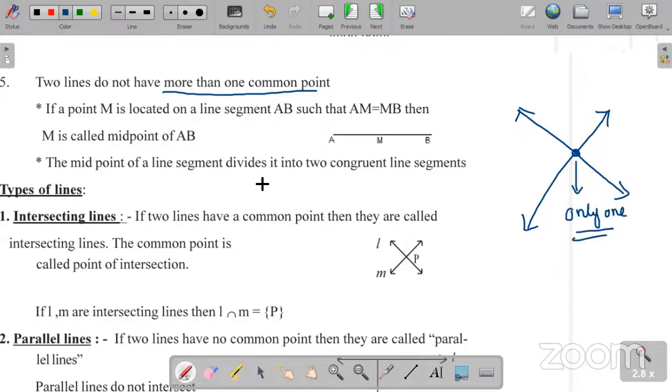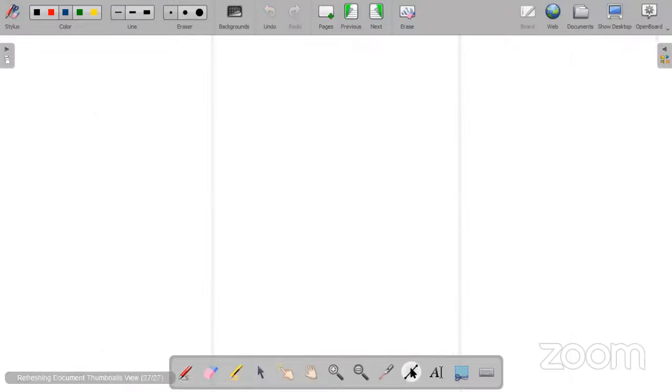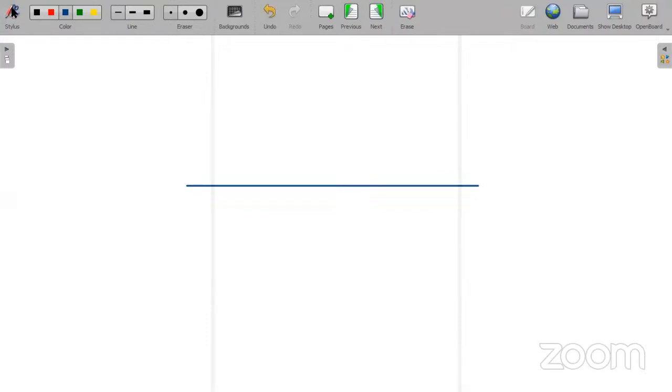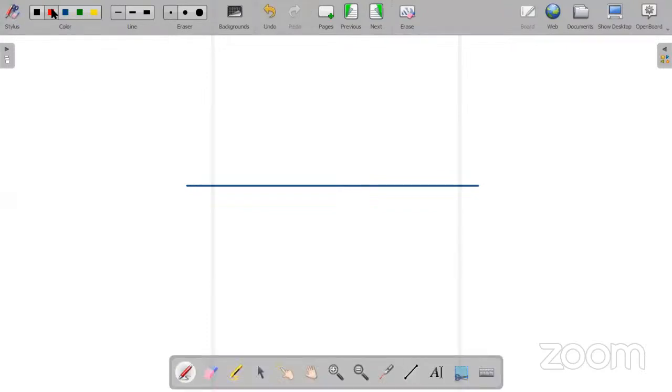If a point M is located on a line segment AB such that AM is equal to MB, then M is called the midpoint of AB. Let me explain. For example, suppose this is a line segment, with A as one endpoint and B as the other. This is line segment AB. Suppose there is a point C or M, you say. The length of AM is equal to the length of MB. That means AM is equal to MB.